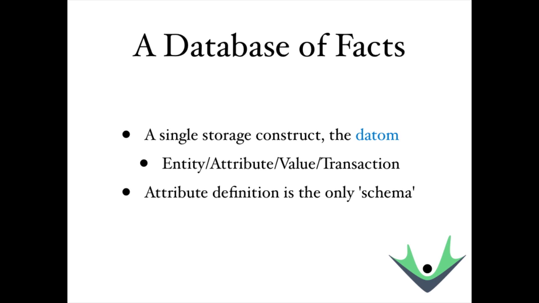The only schema that exists in Datomic are the definitions of the attributes. So attributes have types, they have names, they have cardinality and things like that. And that's all you need. You don't need anything more structural than that to describe a schema.